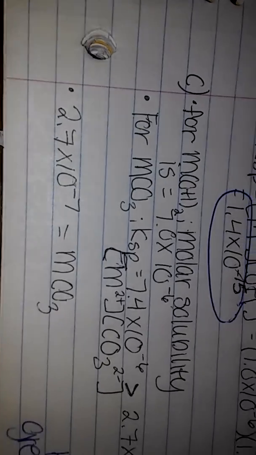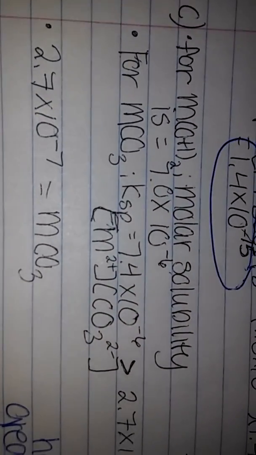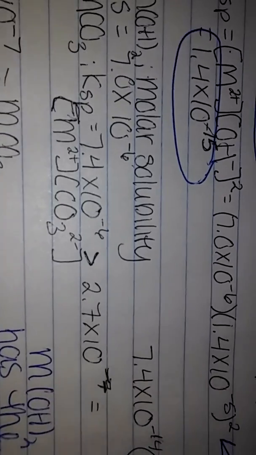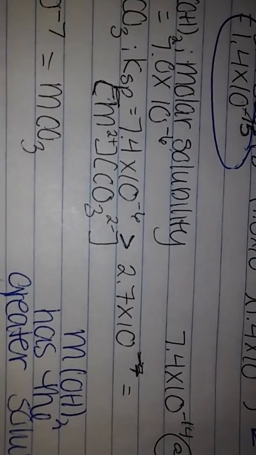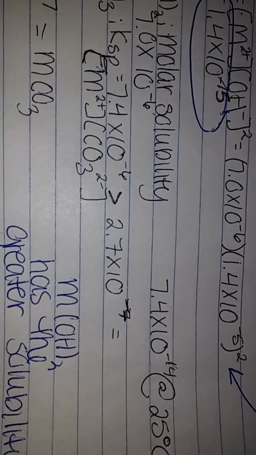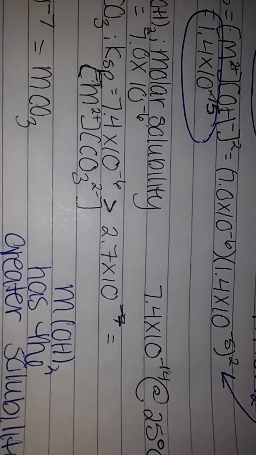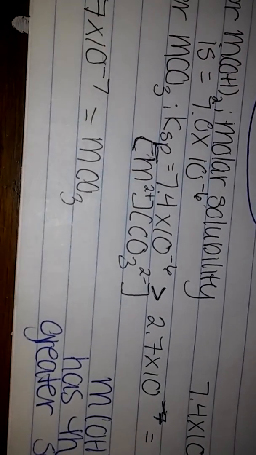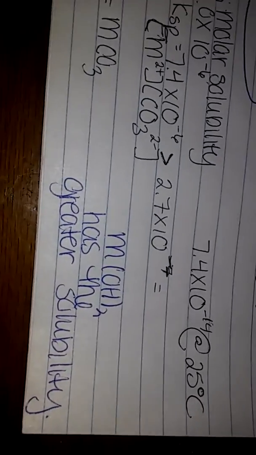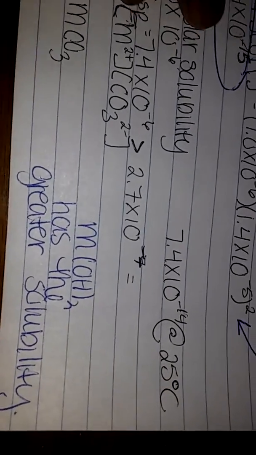And the molar concentration of MCO3 is 2.7 times 10 to the negative 7, which then you compare and contrast to see which one is bigger. 7.4 times 10 to the negative 6 is greater than 2.7 times 10 to the negative 7. In saying that, the MOH2 has the greater solubility.